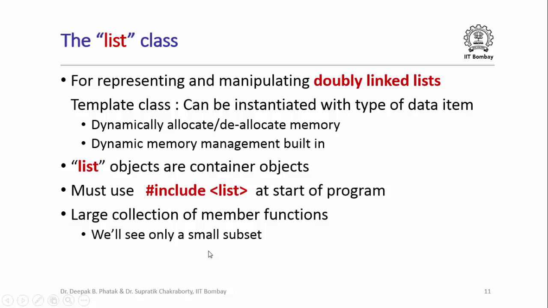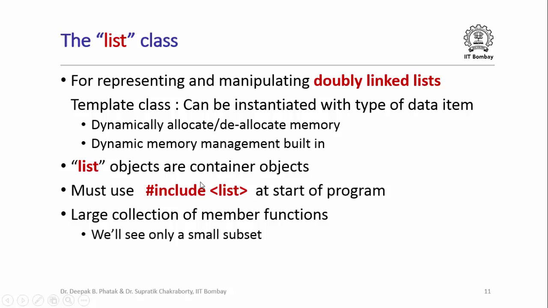Now the list class is actually used for representing and manipulating doubly linked lists. This is a template class, so it can be instantiated with the type of the data item that is going to be stored in the list. And of course, as the list grows or shrinks, memory is dynamically allocated or deallocated. However, dynamic memory management is built inside the list class. So as a user of this class, you will not need to worry about how memory is being allocated or deallocated. Like vectors and maps, list objects are container objects.